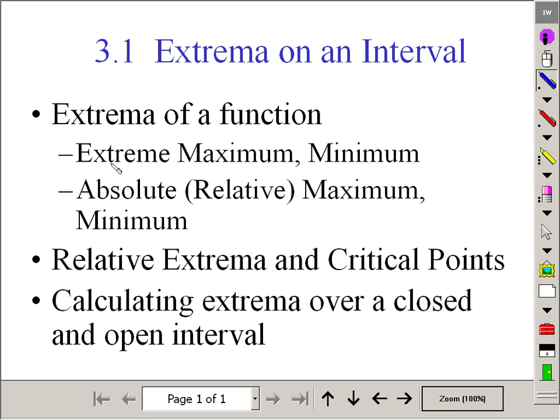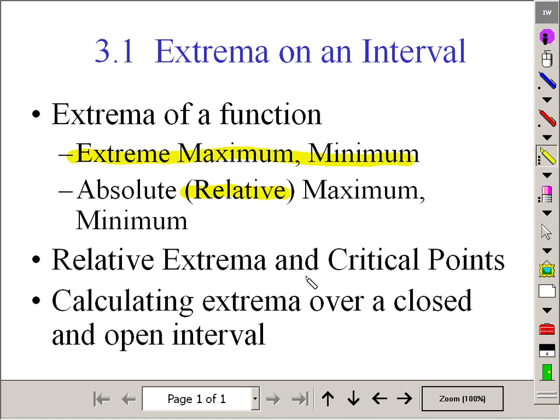Probably the most important thing you guys learn here, first of all, we're talking about extrema of a function, which will be an extreme maximum minimum. That's one type we can do. The other one we're talking about is an absolute, which is more or less what I call a relative maximum and minimum. We're going to talk about the relative extrema and the critical points, and also how to calculate extrema over a closed and open interval.